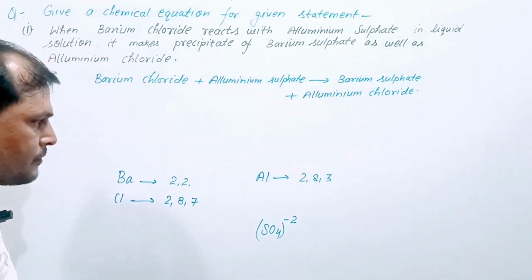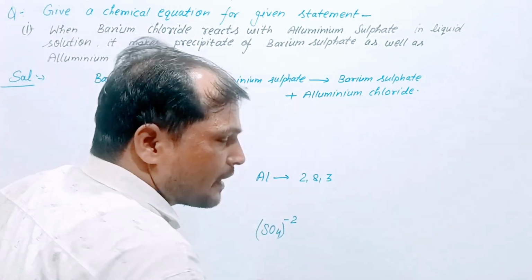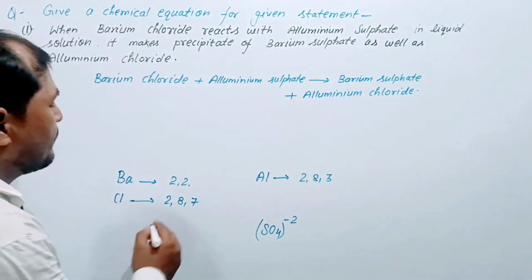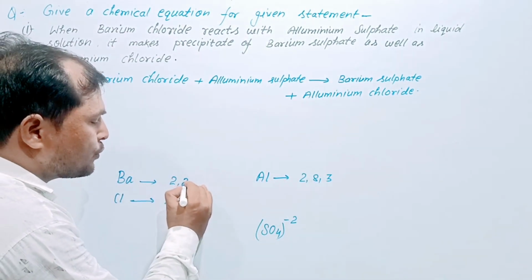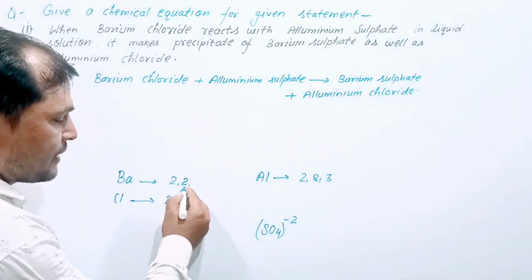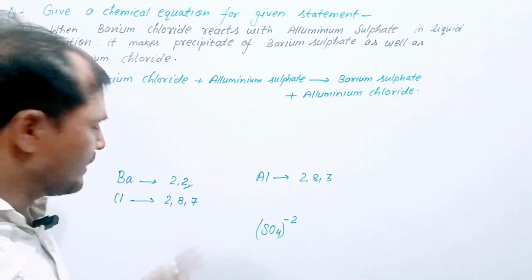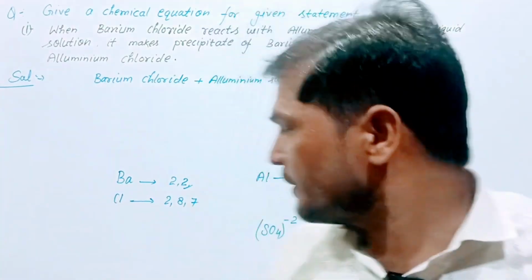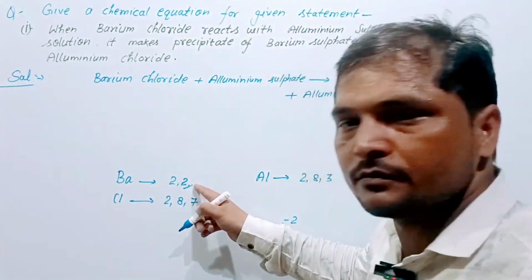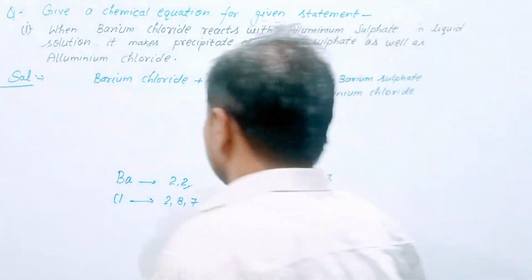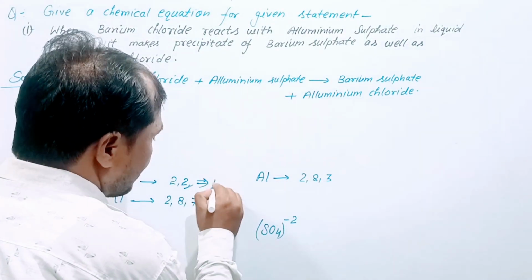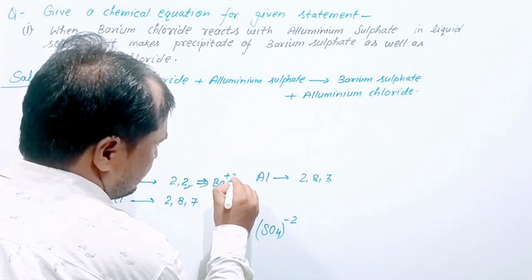Now we attempt to find the valency of all the elements. Barium has 2 electrons in the outermost shell, hence it is a metal. Barium is a metal and it has the valency of 2, Ba plus 2.